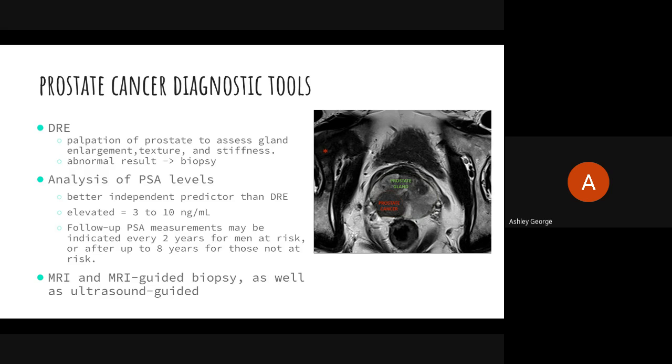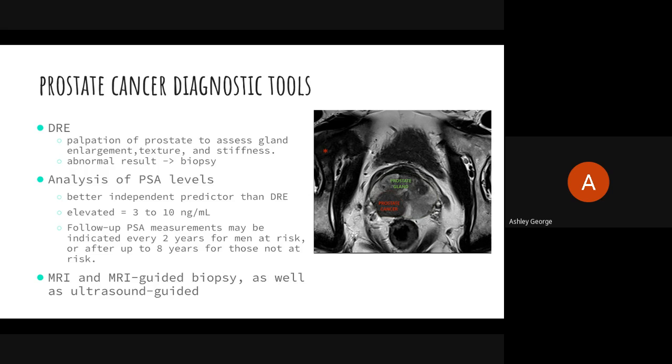So a lot of times, the PSA level will be considered relative to a patient's baseline level, and then confirmed with repeated assessment. So you'll see that follow-up PSA measurements may be indicated, depending if the patient is at risk, or if you're not at risk, it may be after up to 8 years or so.